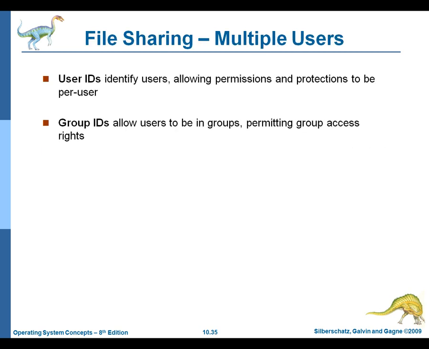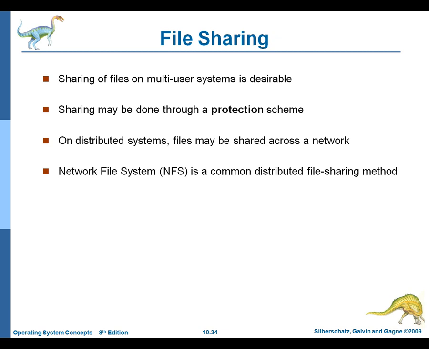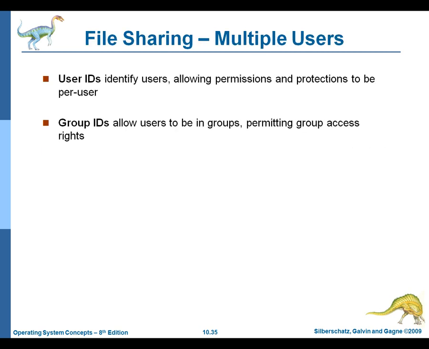This NFS is called the network file system, wherein we are going to share the file among the people who are using that file repeatedly, redundantly, or maybe alternatively, but it is required. So if there are multiple users, how do we protect the file? We protect the file by providing the users a specific user ID which will identify the users. Then it will allow the permission, and then it will give the permission and protections per user.